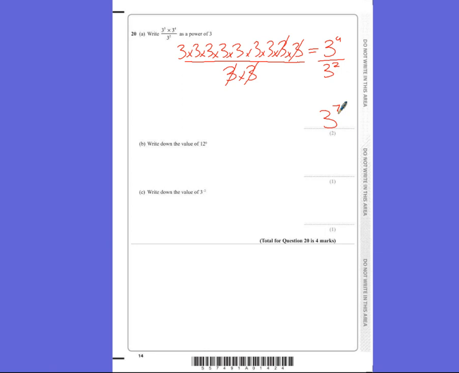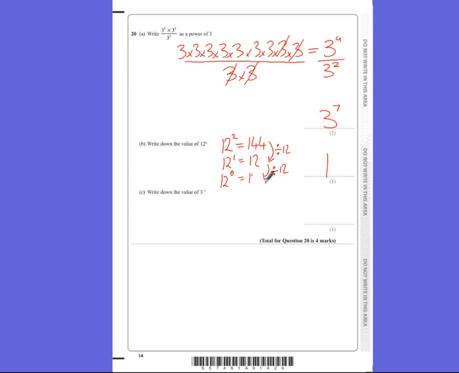Write down the value of 12 to the power 0. Well, you should always know that 12 to the power 0, or anything to the power 0, is just 1. But if we're not quite sure about that, I'll give you a quick example. 12 squared means 12 times 12, which is 144. 12 to the power 1 is just 12. So to get from here to here, the opposite of timesing by 12 is to divide by 12. So to get to 12 to the power 0, we're going to divide by 12 again, which means 12 divided by 12 is just 1.